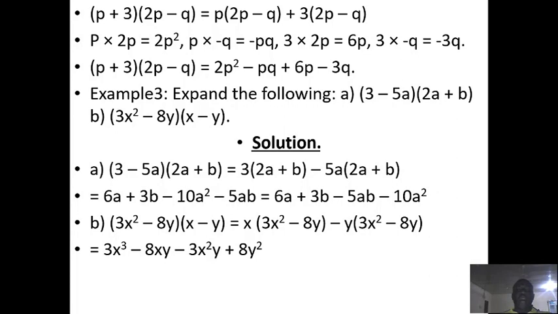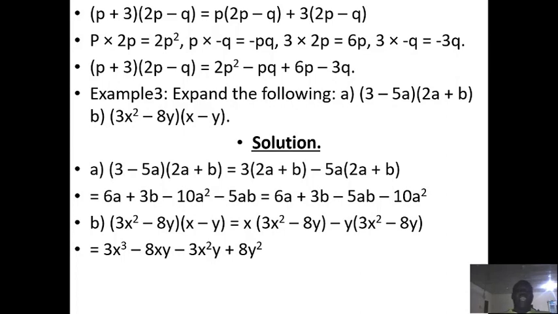So for us to arrange it in orderly form, that means that the item that is carrying a squared should either begin the expression or end it, because it is the highest degree. So that's why my final result becomes what? 6a plus 3b minus 5ab minus 10a squared.